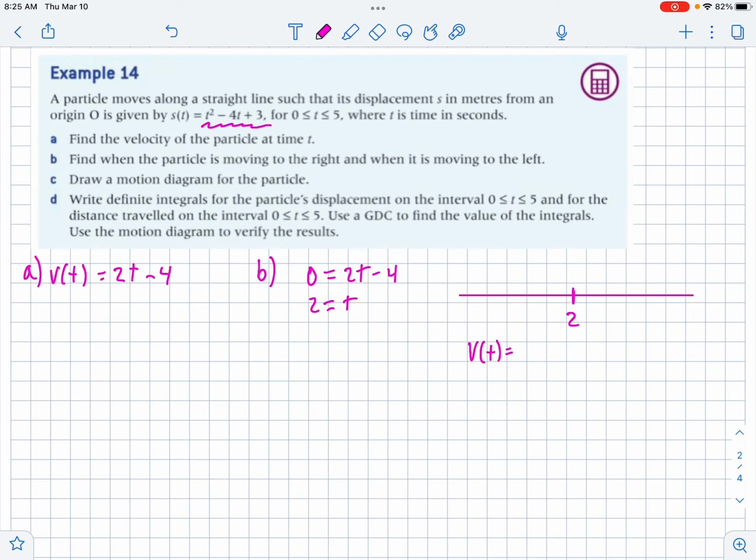So what I will do is a quick little zone test. It's been a while. I'll pick a point like 0 and put it in there. So velocity of 0 is a negative number, which means that in this zone, it's moving to the left. And then after 2, it switches and moves to the right.